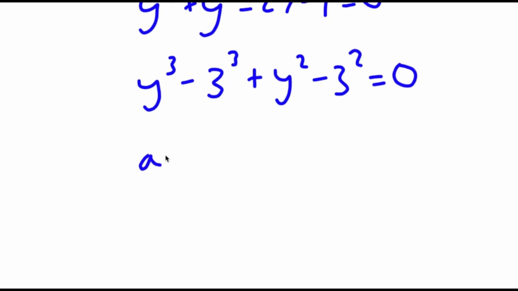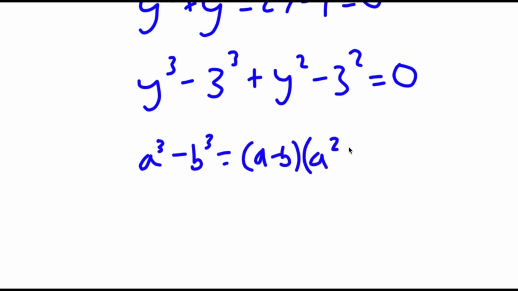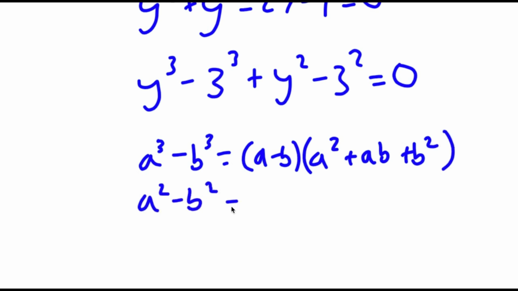So if I have something in the form a to the power of 3 minus b to the power of 3, this is equal to a minus b times a squared plus ab plus b squared. And if I have something in the form a squared minus b squared, this is equal to a plus b times a minus b.